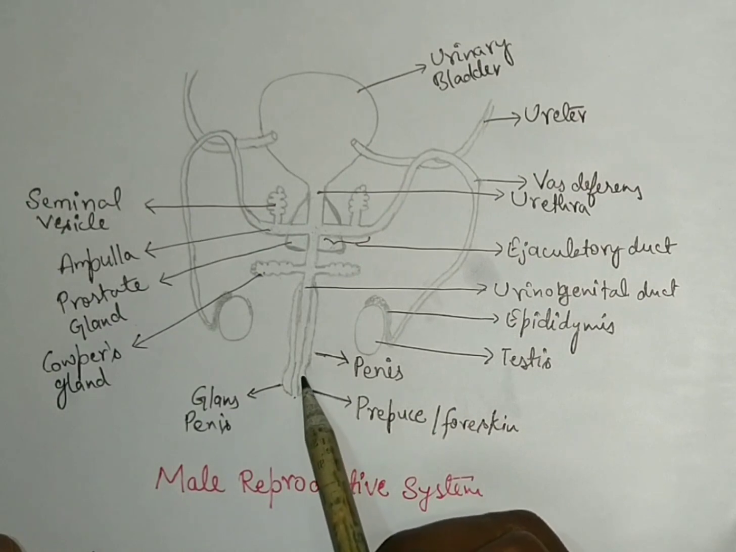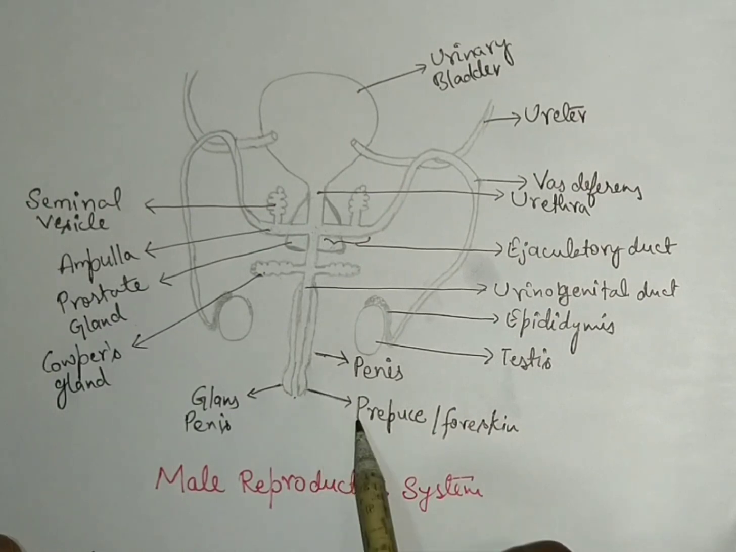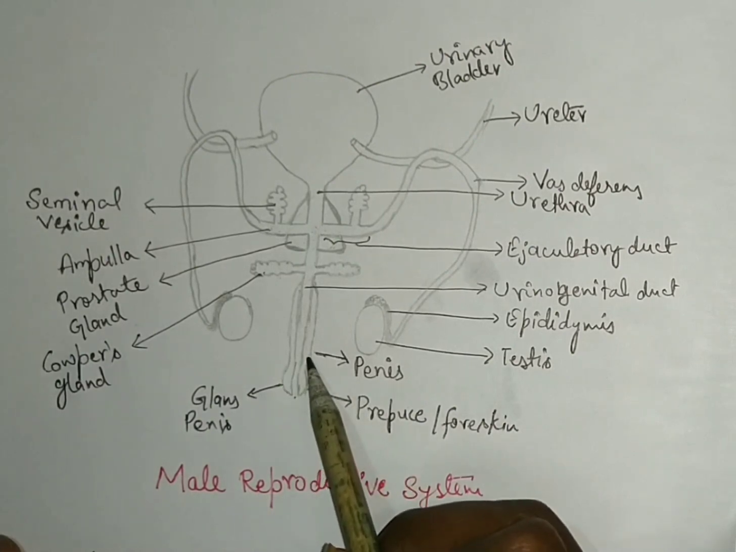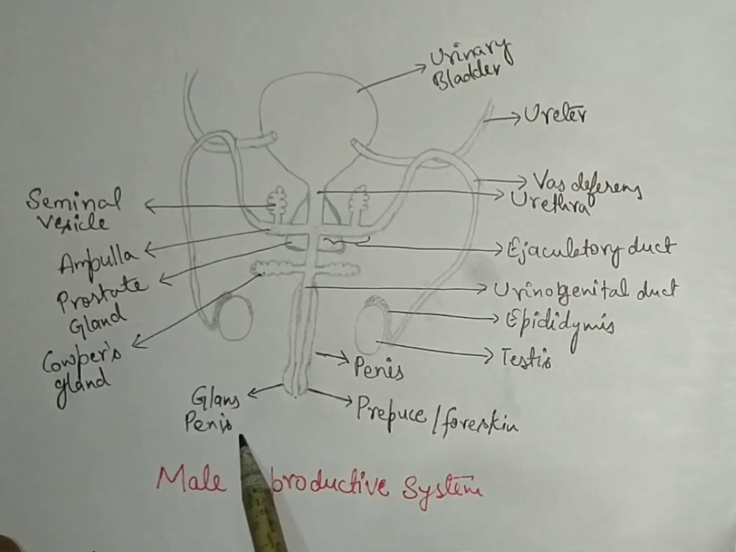The skin or the foreskin of the penis is known as prepuce, and the bulged portion of the penis is known as glans penis.